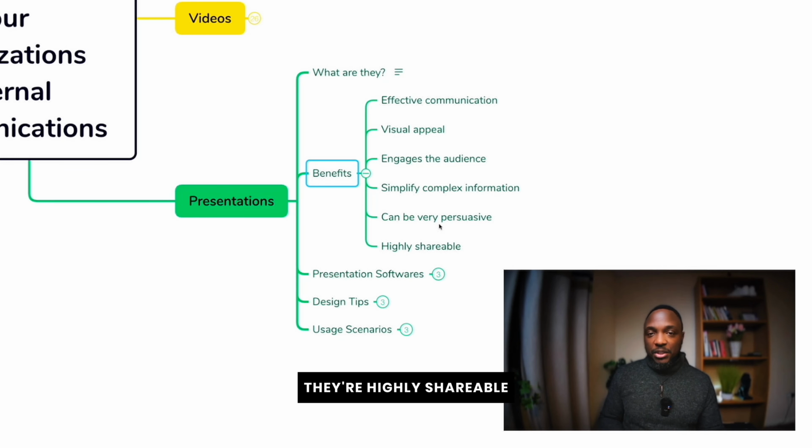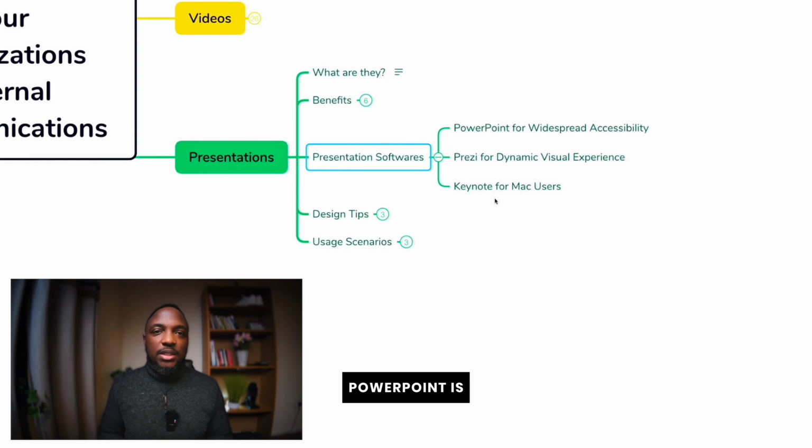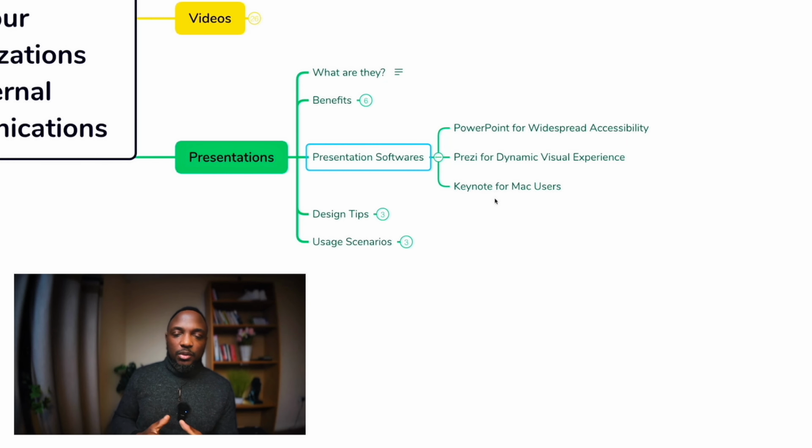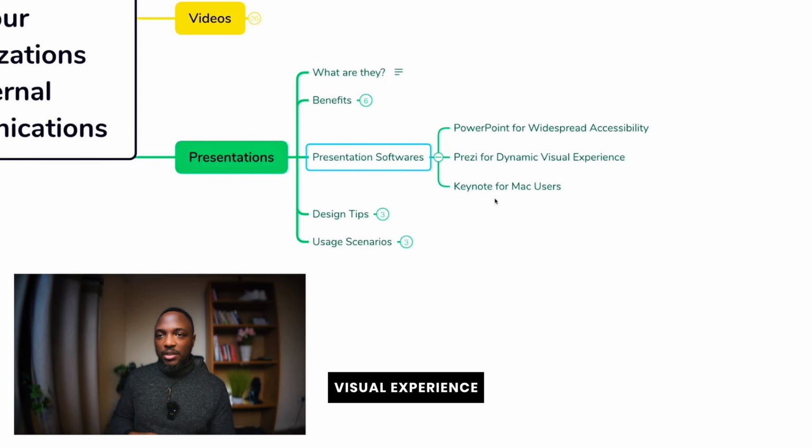What are some of the presentation software out there? PowerPoint is very common and PowerPoint is widely used. So PowerPoint is a good one for widespread accessibility. Prezi is another good one. I played around with Prezi a lot in the past, and Prezi is good because it has a more dynamic feel. It gives you a more dynamic visual experience. Other ones include animation software like Create Studio, like Canva, and other ones. You can also create presentations on those. And if you're a Mac user, you can use Keynote.